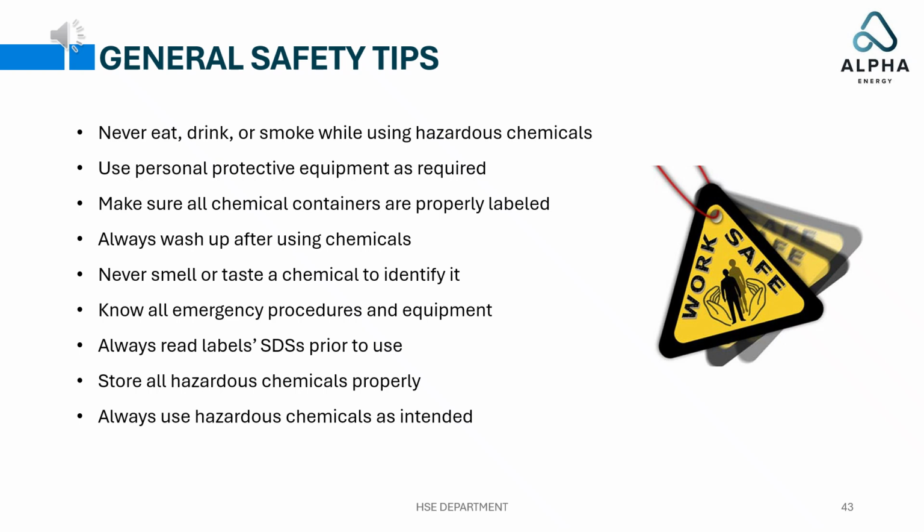Second, use personal protective equipment as required. We covered PPE earlier: goggles, gloves, chemical-resistant suits, boots. Wear whatever the SDS and your risk assessment say you need. Don't cut corners. Third, make sure all chemical containers are properly labeled. If it's not labeled, you don't know what it is. If you find an unlabeled container, don't use it. Report it to your supervisor.